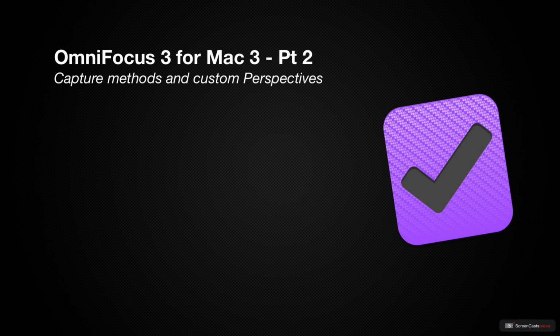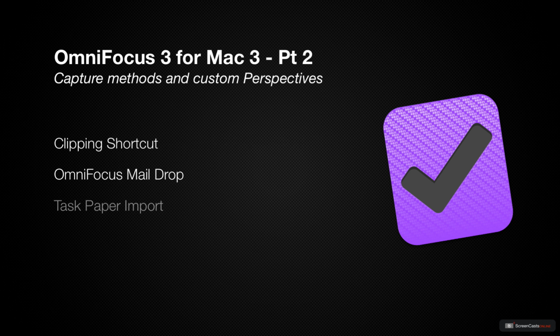This week, we'll be looking at OmniFocus 3 for Mac with a focus on capture methods and custom perspectives. This is the second part in our OmniFocus series. In the first part of this series, we covered the basic features of OmniFocus for the Mac, including how the built-in perspectives work. And in this second tutorial, we're going to look at the many ways you can capture things into OmniFocus on the Mac, including the clipping shortcut, the OmniFocus mail drop, TaskPaper import, and even direct integration with a couple different email clients.